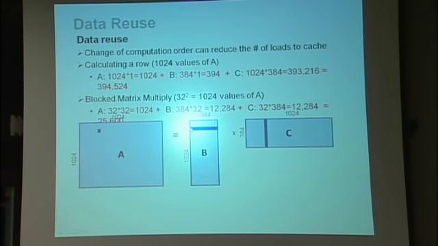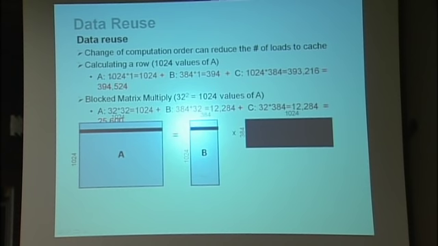Okay, so this is one value. I have to calculate a row and a column. This slide got screwed up a little bit, so just look at the first one, calculating a row of A. If I want to calculate a row of values here, I have to get this row in B, and I have to use entire C to calculate one row of A. That means I have touched this much data just to get one row of A.